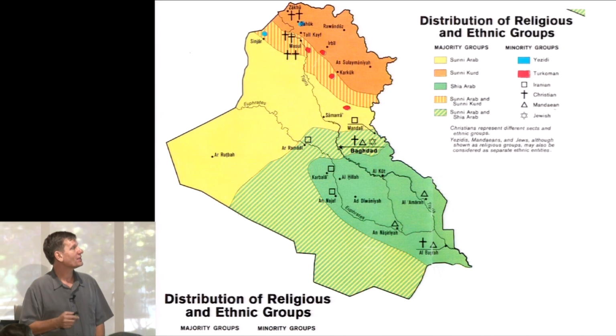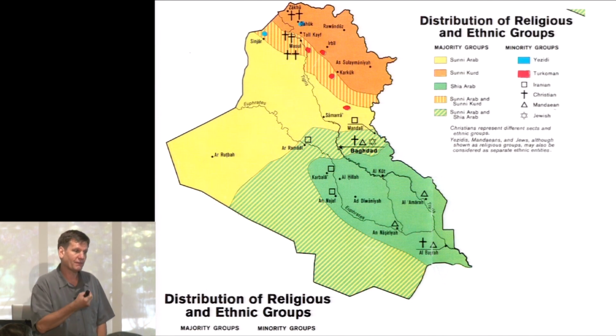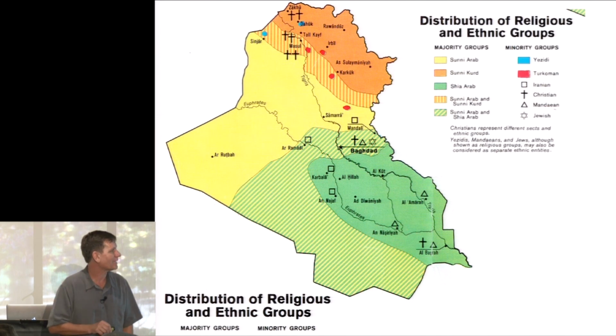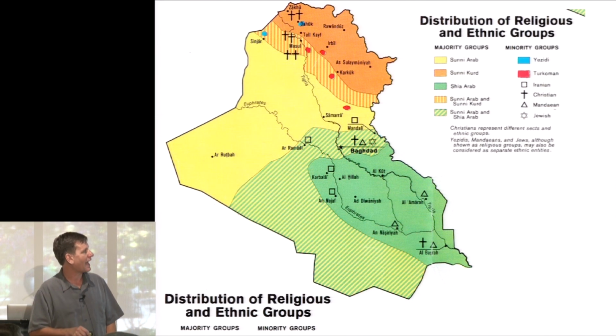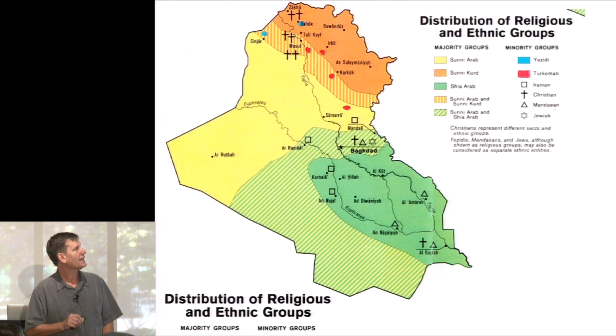So here's a map that shows the basic threefold division of Iraq. If you take language and religion, you get a threefold division. So you have Arabic-speaking Shia Muslims in the south, Arabic-speaking Sunni Muslims in the center and in the west, and Kurdish-speaking, mostly Sunni Muslims in the north.